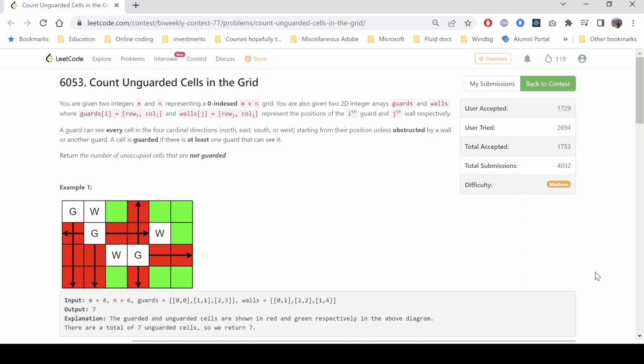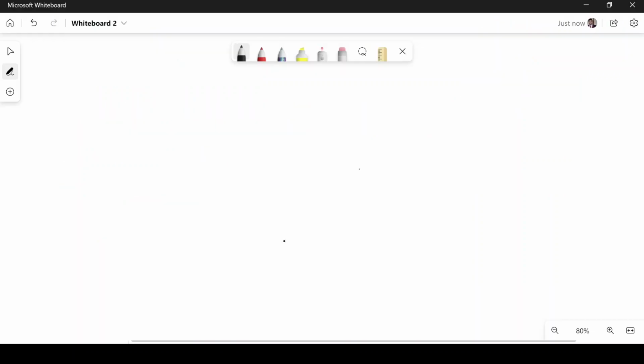In this video, we'll discuss the third problem of biweekly contest 77. The question name is count unguarded cells in the grid. So I'll just explain it using a whiteboard. Yep. So in this problem, we are given a grid.